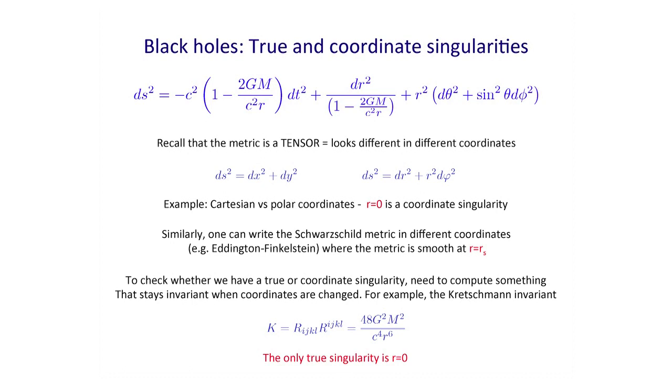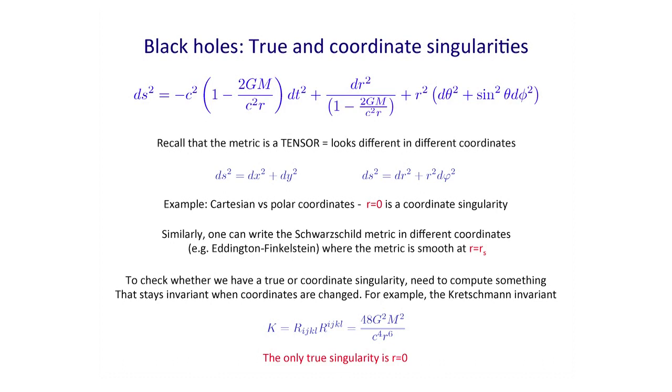In a similar way, one can write the Schwarzschild metric in different coordinates, for example, Eddington-Finkelstein ones, and the metric will be smooth at r equal to r_s. No pathology, no blowing up. However, something will happen, as we discuss in the next slide.